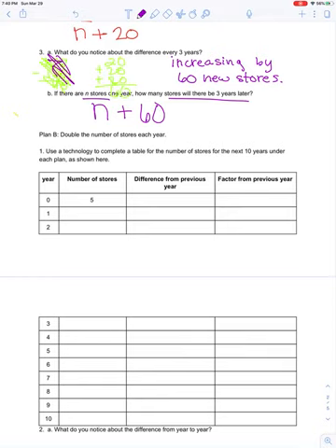All right, so now for Plan B, they changed it up, and they want to double the stores each year. So let's just look right here. They start out with 5 stores, year 0. They have 5 stores opened right now. Obviously, there's not a difference because this is our starting year. But if they're doubling every year, that's like taking this and multiplying it by 2. So 5 times 2, we get 10. So the difference from the previous year is 5, and your factor, because that's what we multiply by, is 2.